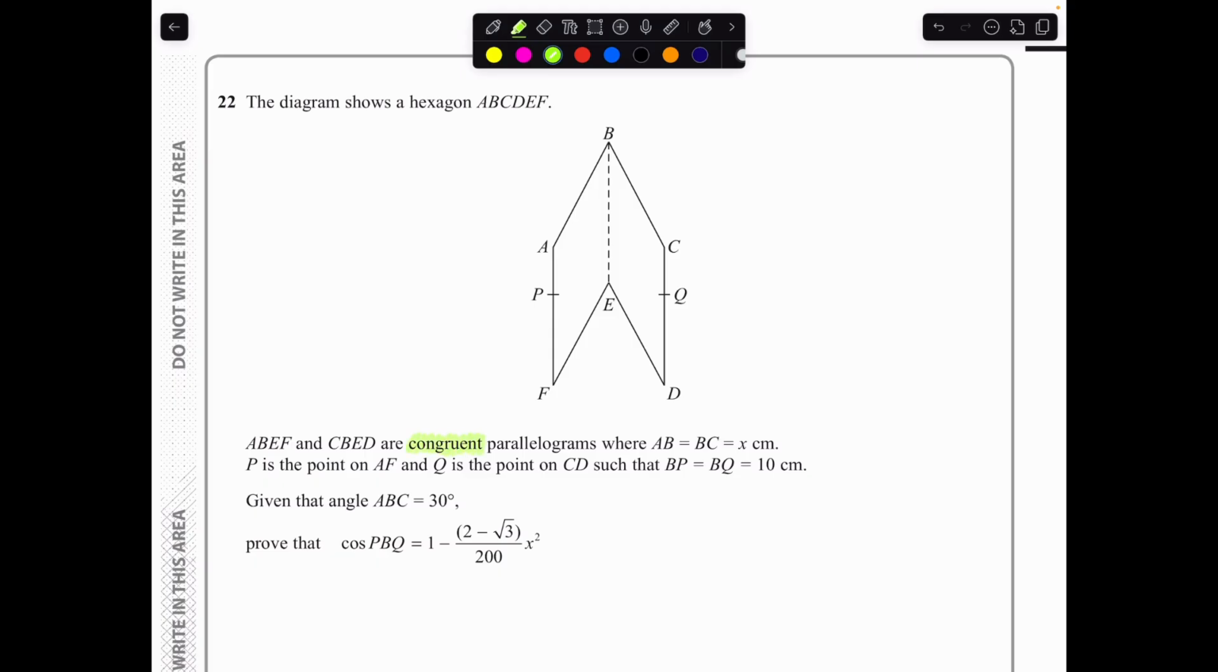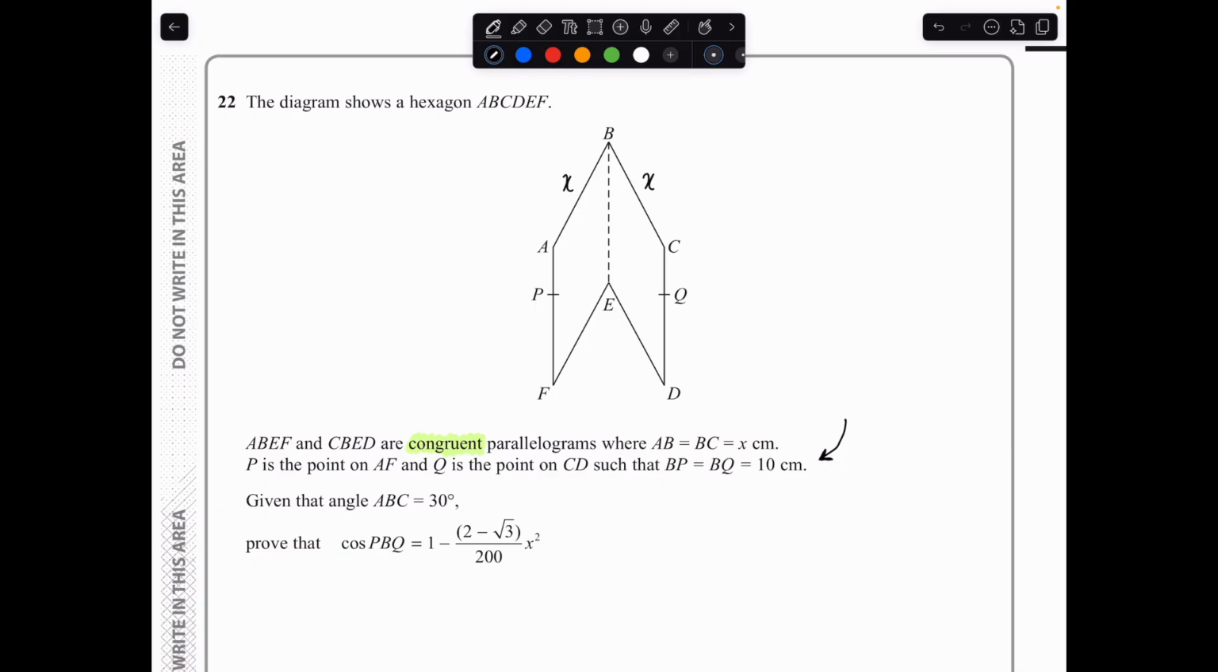And where AB is equal to BC, which is equal to X centimeters. So we can label that straight away, can't we? X centimeters on both sides there. Now P is the point on AF and Q is the point on CD, such that BP is equal to BQ, which is equal to 10 centimeters. Just so our diagram doesn't get too complicated, we're not going to put that on our diagram just yet.